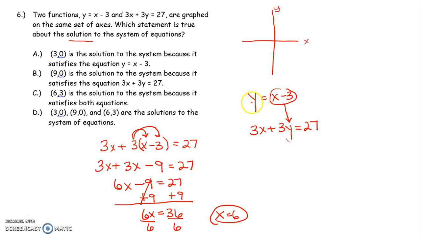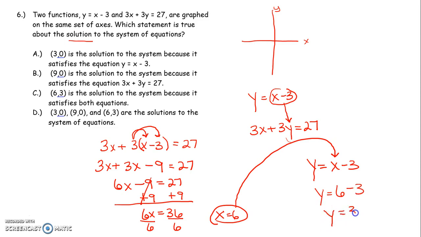Let's find the y value. I can take either original equation, substituting in x equals 6, and be able to find the y value. I'm going to be honest with you, this is the easier equation to use, that first one, y equals x minus 3. So I take 6 and I substitute it back in place of x. So y equals 6 minus 3. y equals 3. So I know my solution is 6, 3.